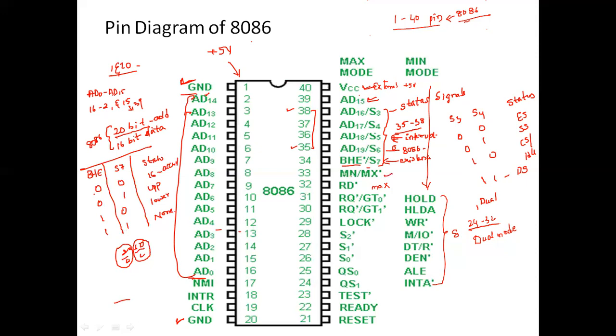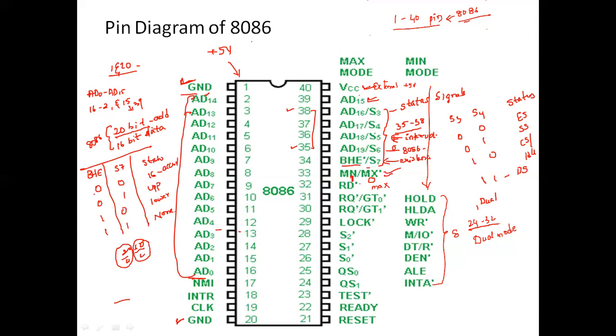MN stands for minimum, MX stands for maximum. The status at this particular pin shows whether the processor is operating in minimum mode or in maximum mode. If the signal is 0, this 8086 is operating in maximum mode. When the signal is 1, the 8086 is operating in minimum mode. So that is the use of this minimum maximum.